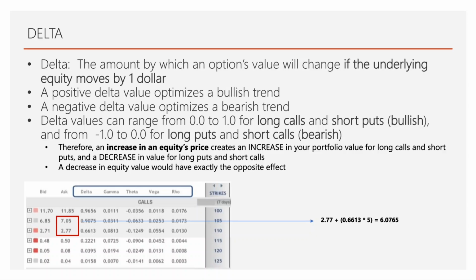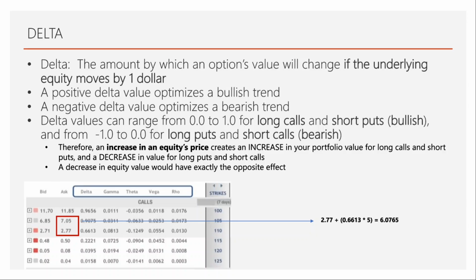And if there is a negative delta in the case of buying a put, the negative delta will be favorable, because there I expect the stock price to go down. So the negative delta will be favorable for me. So the delta values range from 0.0 to 1.0.